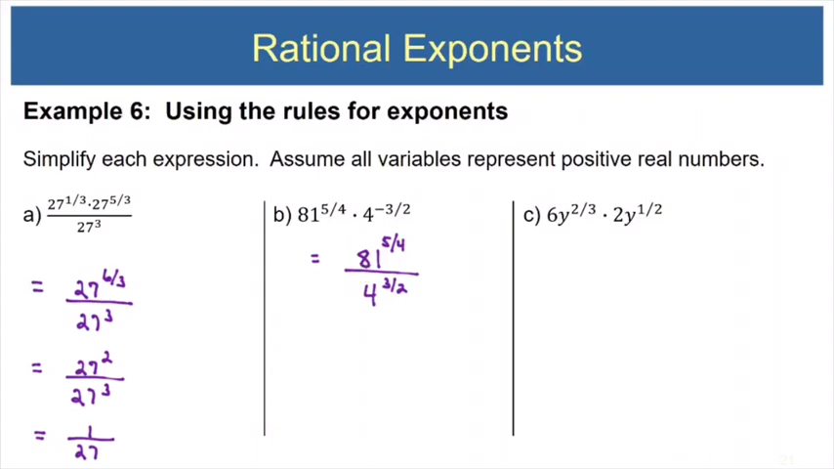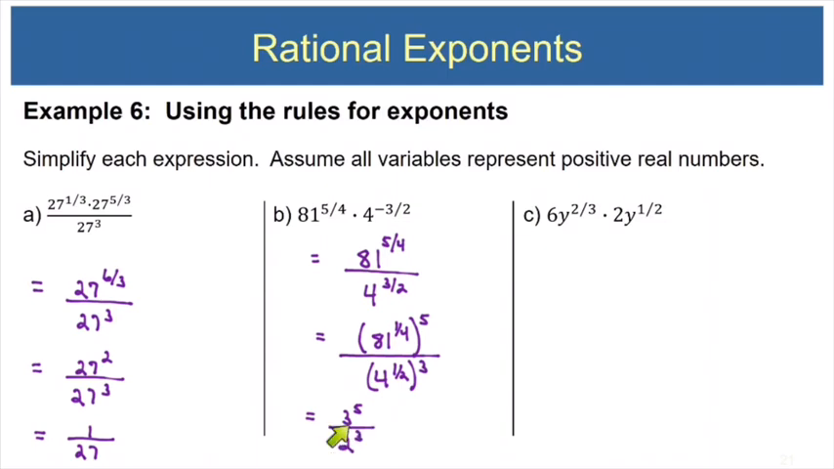For the top, we're going to have 81 to the 1/4 all raised to the 5th. And for the bottom, we're going to have 4 to the 1/2 all raised to the 3rd. Now each of these is going to be pretty easy to evaluate. A number whose 4th power is 81, that's going to be 3. So the top is going to be 3 to the 5th. And in the bottom, a number whose 2nd power is 4, well, that's going to be 2. So in the bottom, we're going to have 2 to the 3rd.